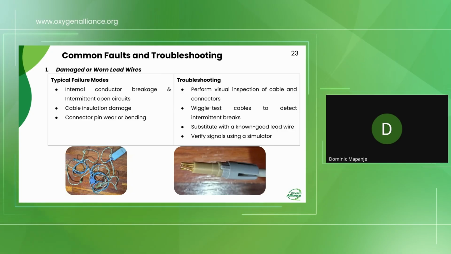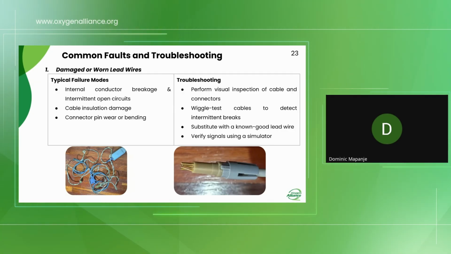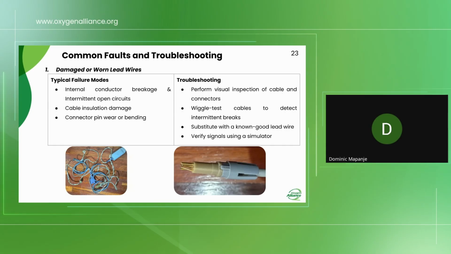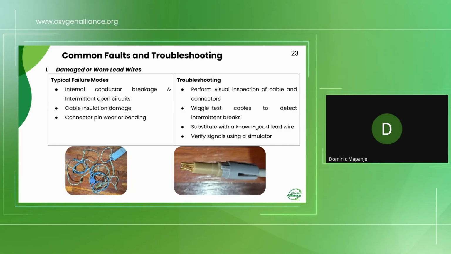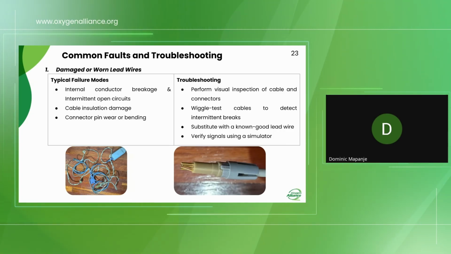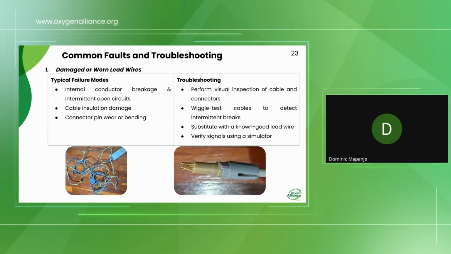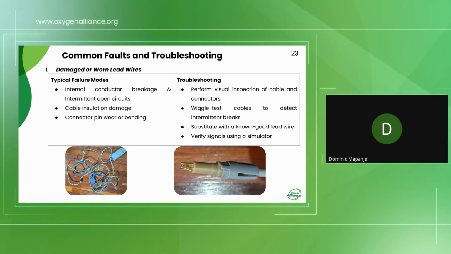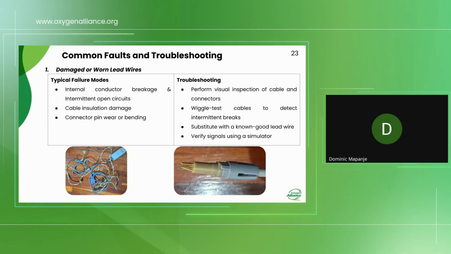So this actually causes an intermittent signal loss. It can cause noisy ECG waves or ECG lead wires, and it can also show that the parameters are not being detected. So how we can actually troubleshoot this is to perform a visual inspection. With visual inspection, you can see that, oh, the pins are bent, or you can see that the external jacket of the probe is worn out.